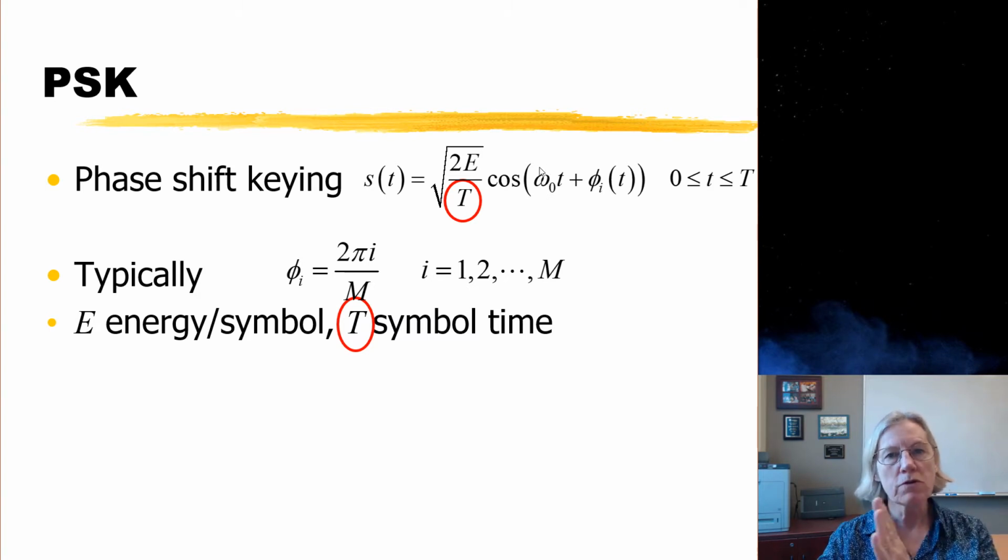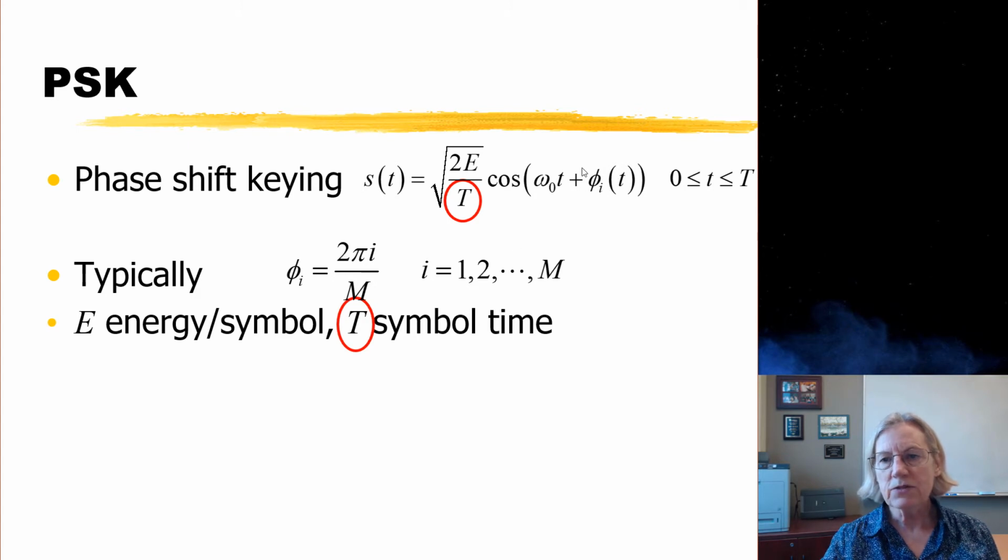So we have a tone at a certain frequency, and we add to the argument of that cosine a phi i of t, and this represents the data. So the data is in the phase offset, hence we call it phase shift keying. And we assume that this is the waveform during one symbol interval, therefore from 0 to capital T. So capital T here is the symbol time.